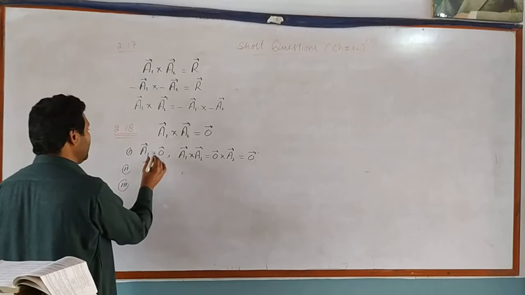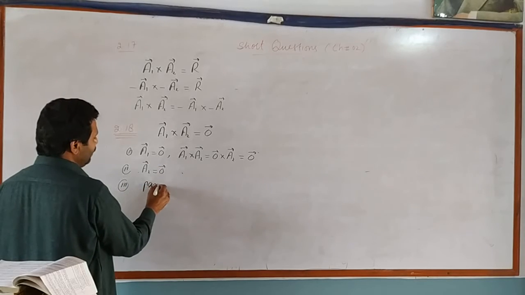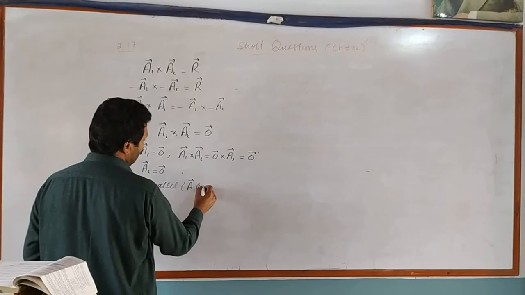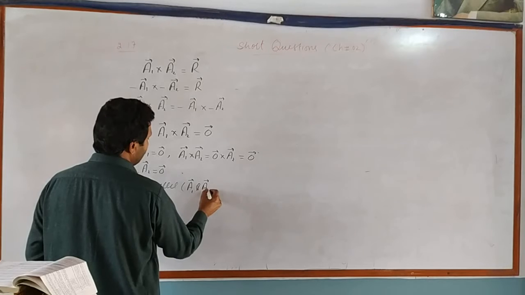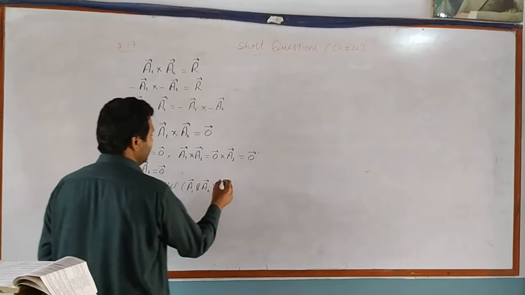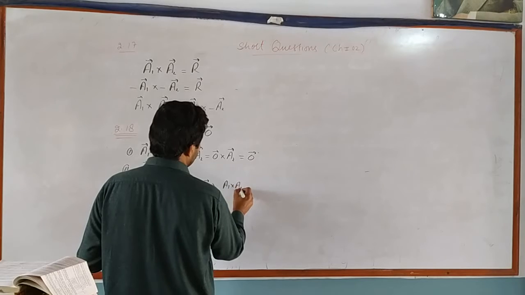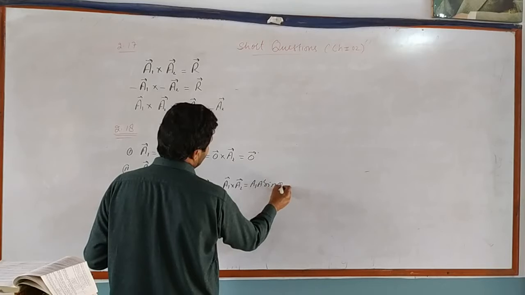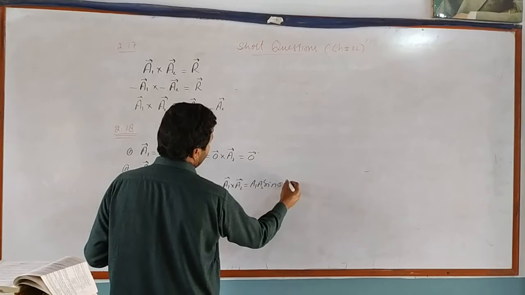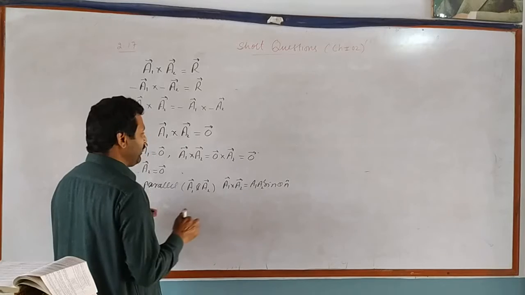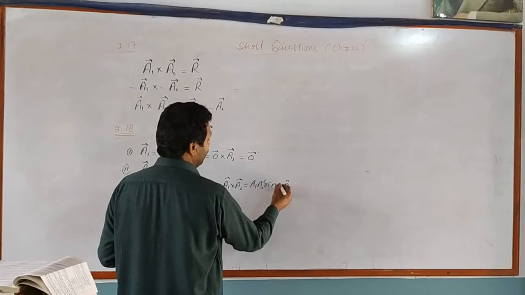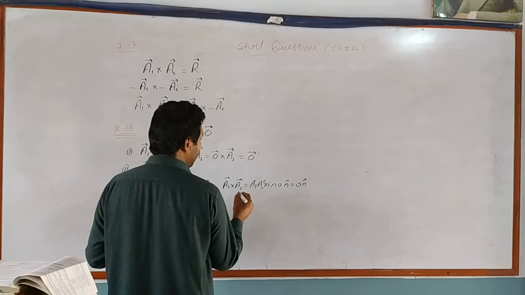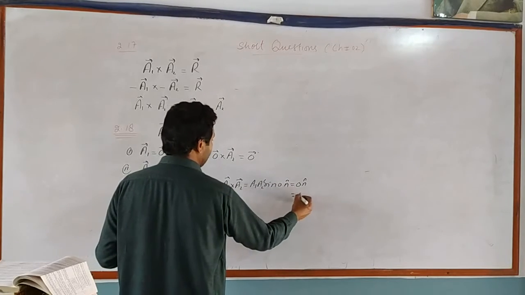Similarly, when vectors a1 and a2 are parallel to each other, then their cross product will be a1 cross a2 is equal to a1 a2 sin theta into unit vector n. As these two vectors are parallel, the angle between them will be equal to 0, sin 0 is 0, and the resultant will be equal to 0 into n unit vector, which means null vector.